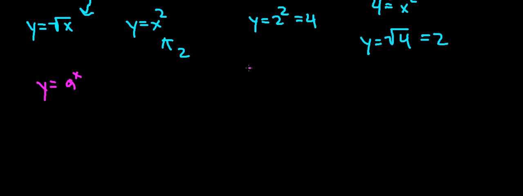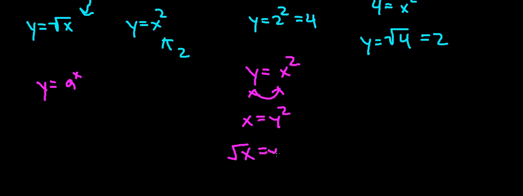So I'll start with the square root. Y is equal to x squared. To find the inverse function, I switch the y and the x. X is equal to y squared. Take the square root of both sides. The square root of x is equal to y. So that's the inverse function. So to find the inverse function of this, I switch the x and the y.